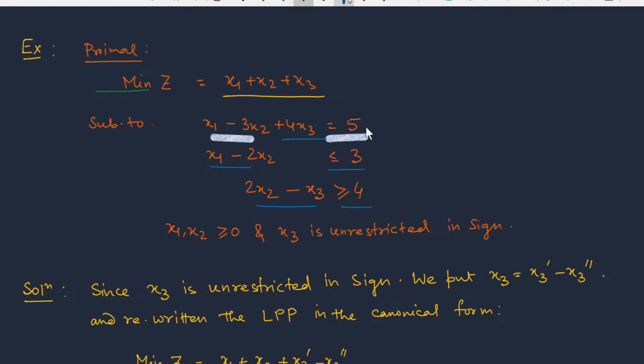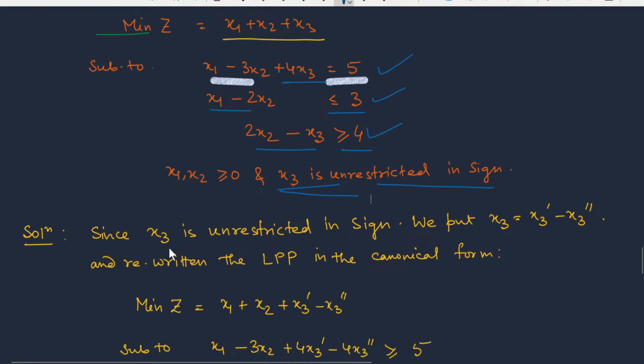Because here we have an equation, here we have a less than or equal to type inequality, here we have a greater than or equal to type inequality, and one condition is that the third decision variable is unrestricted in sign. So how can we solve this type of problem, or how can we write the dual of this problem? First, since x3 is unrestricted in sign, we put x3 equal to x3 prime minus x3 double prime, and retain the LPP in the canonical form. What is the canonical form? We already discussed it in the first or second lecture of LPP. So now we write it in the canonical form.